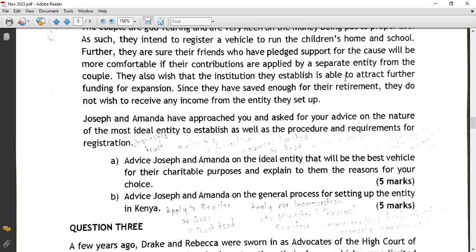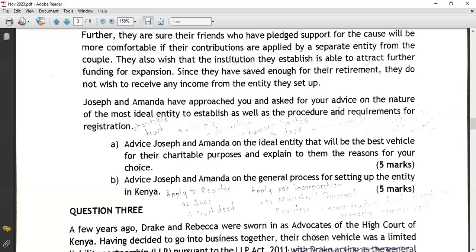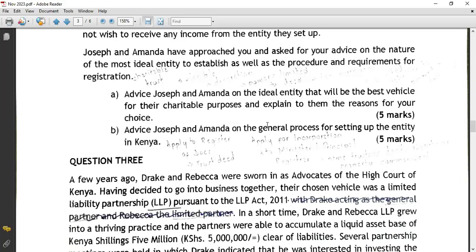Since they have saved enough for their retirement, they do not wish to receive any income from the entity they set up. Joseph and Amanda approach you and ask you to advise on the nature and the most ideal entity to establish as well as procedure requirements for registration. Advise Joseph and Amanda on the ideal entity that will be the best vehicle for charitable purposes and explain for them the reason for your choice.